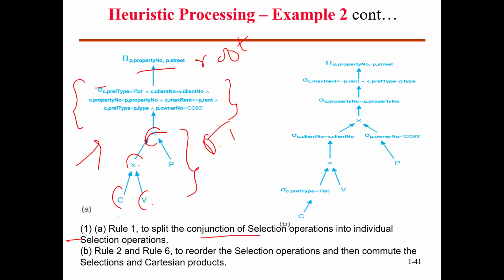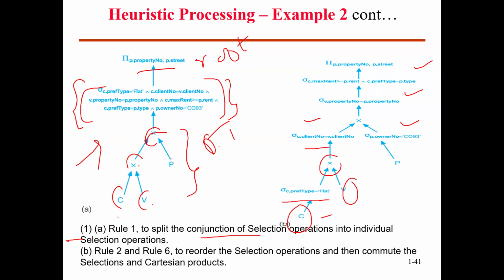The second one is we are splitting this now into individuals. Okay, this is individual, this is individual, this is individual, and this is individual. And then pushing them down till here. So C cross V, but we are only selecting the flats with the type equal to flat, okay, from the client table.